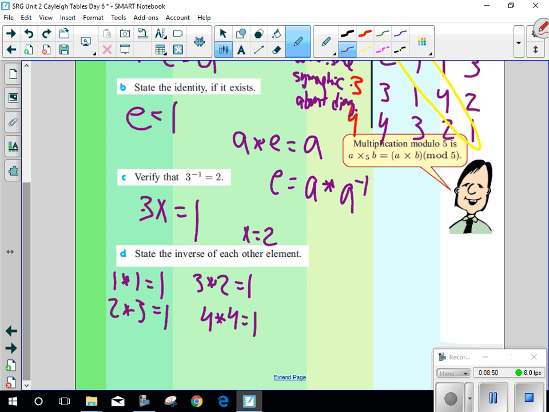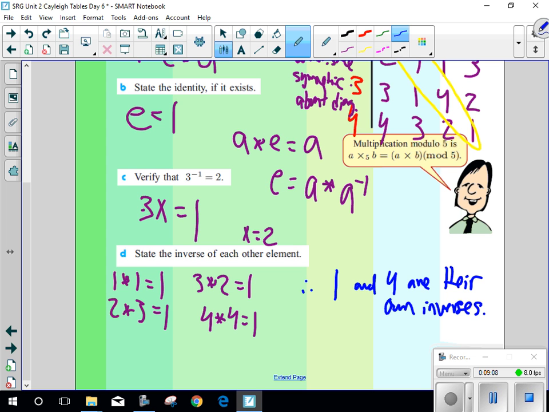So the way the book describes it, and I thought this was a little confusing, but I'm going to do my best. They're saying that 1 and 4 are their own inverses. Okay? 2 and 3 are what? Are inverses of each other. Would you write that down, please?